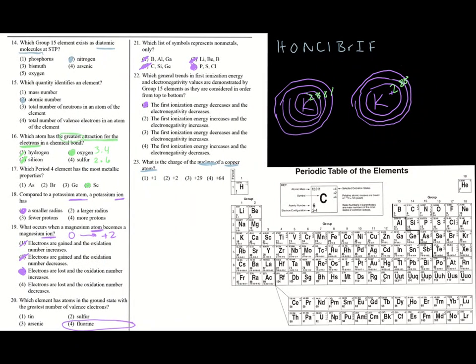Copper is Cu, as you guys should know from that recent element quiz. Copper is Cu, not Co, that's cobalt. Copper here has an atomic number of 29, so it has 29 protons, which means its nucleus is plus 29.